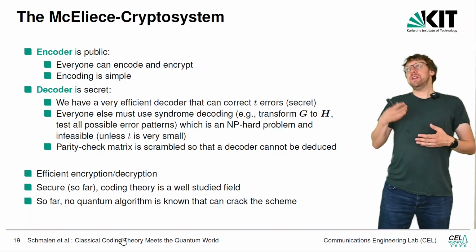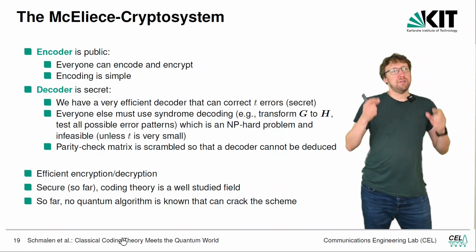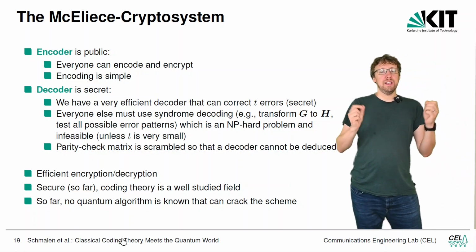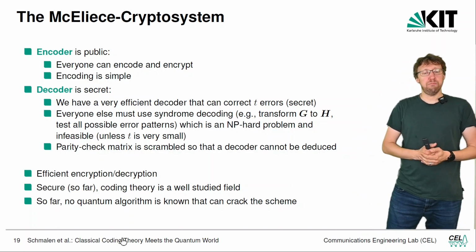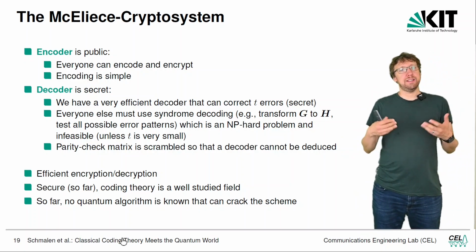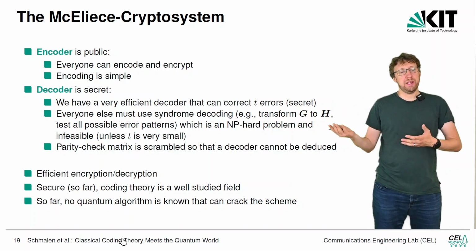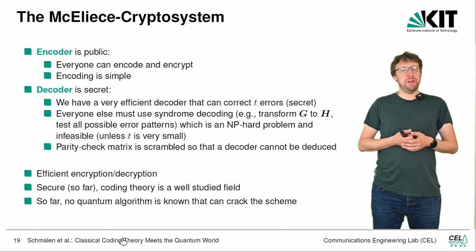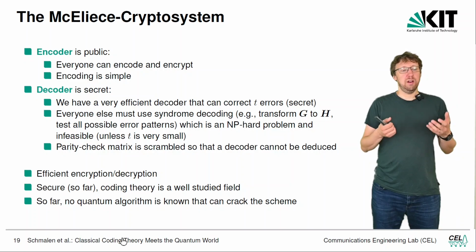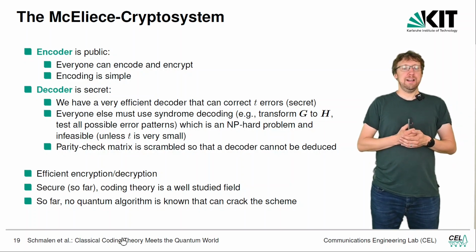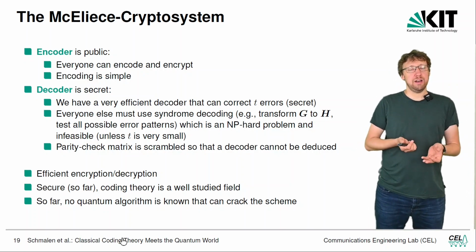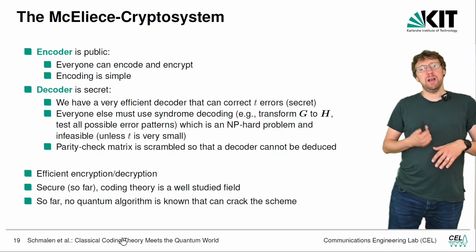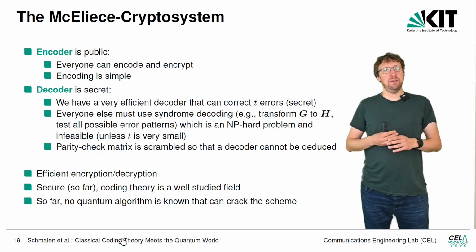What you need to do is scramble the parity check matrix so that you cannot deduce the decoder from the code. This is a very efficient scheme. It's secure so far, and it's secure because coding theory, thanks to communications, is a very well-studied field where we have a lot of underlying mathematical tools and analysis. And so far, we don't know any quantum scheme that can crack the algorithm. We could use Grover's algorithm, but it will not be able to sufficiently reduce the complexity.